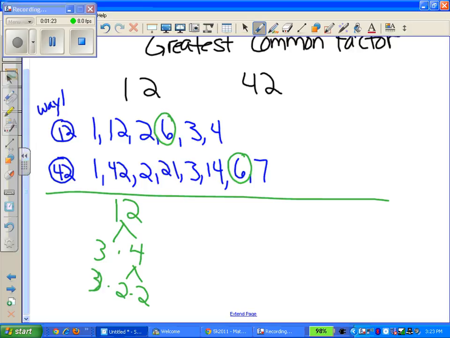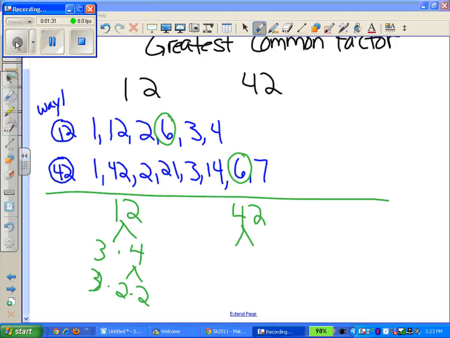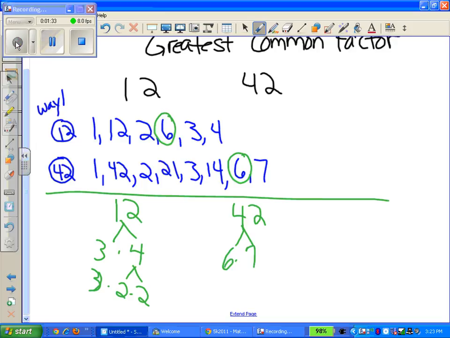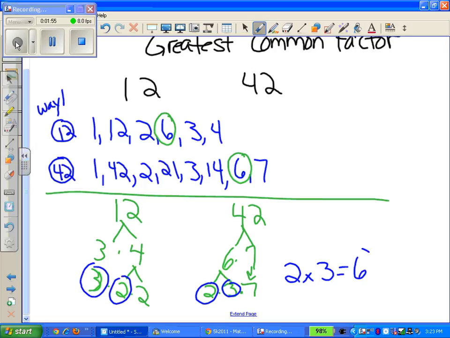And if we factor 42 using the factor tree, we have 6 times 7. 7 is prime. And then we have 2 times 3. Bring down the 7 so I don't forget that. So what do they have in common? They have a 3 in common, and they have a 2 in common. So then what I'm going to do is just multiply what they have in common. 2 times 3 equals 6. And this 6 is the same 6 if you list them using factors.